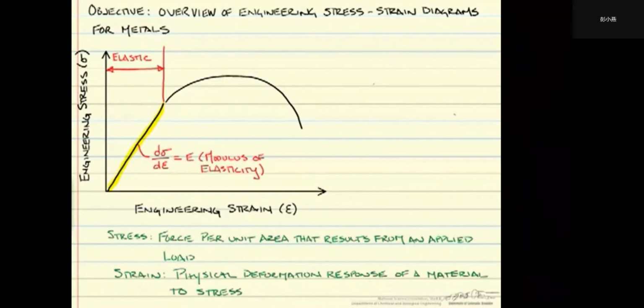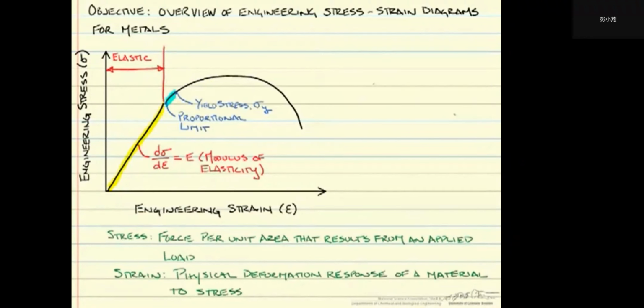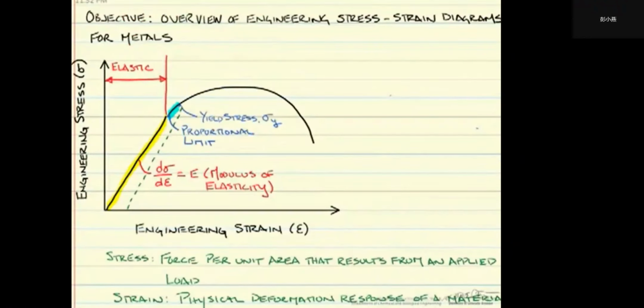As we increase the load being applied to the test specimen, we will reach a point where there is no longer linear behavior. This is our proportional limit. With a little more loading past our proportional limit, we will have noticeable permanent deformation that takes place in our test specimen. This point is our yield stress. Yield stress is the stress associated with this point. Yield stress starts at 0.2% strain for most metals. What this means is, if we stop our tensile test and unload the specimen, we find the engineering strain is 0.002.